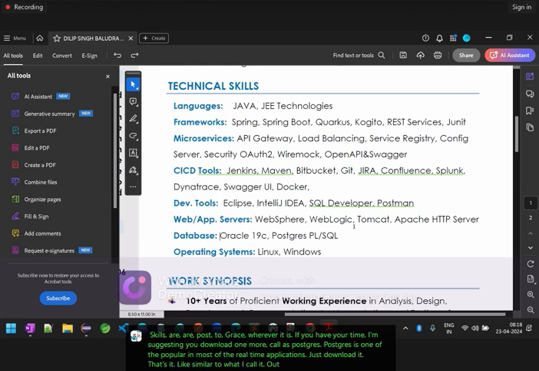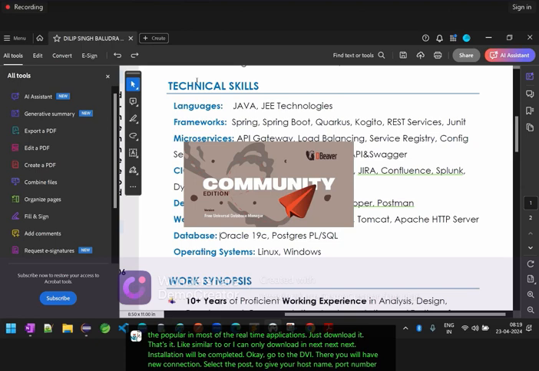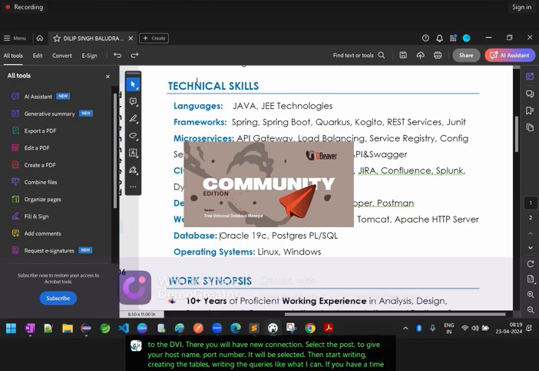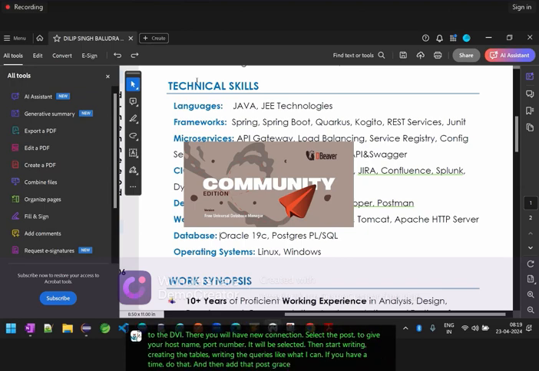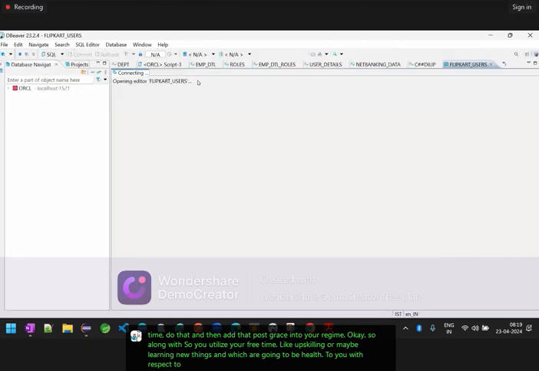Download it next. Installation will be completed. Go to the DB, there you will have a new connection, select Postgres, give your host name, port number, and it will be selected. Then start creating the tables, writing the queries like Oracle. If you have time, do that. And then add that Postgres into your resume, along with Oracle. So utilize your free time for upskilling or learning new things which are going to help you from the resume point of view.